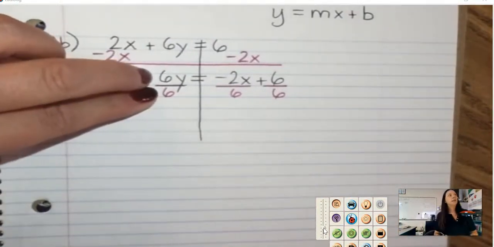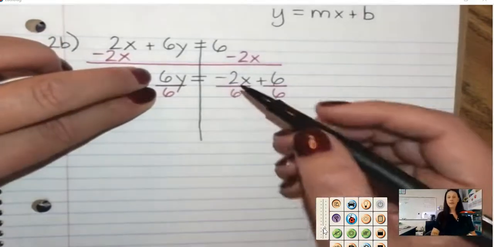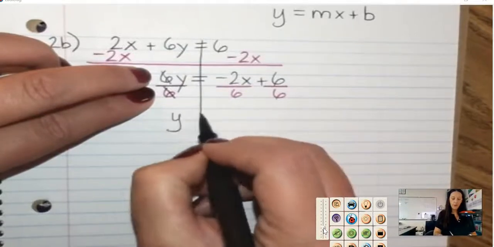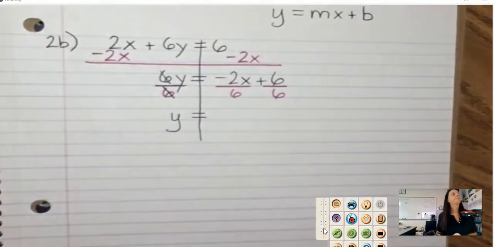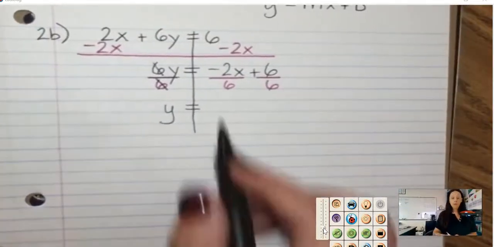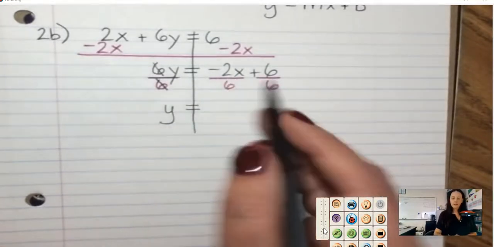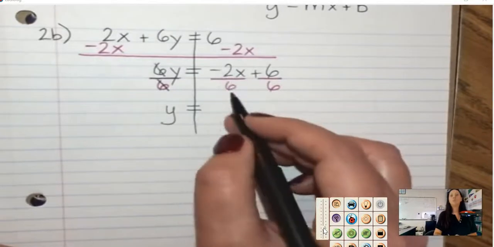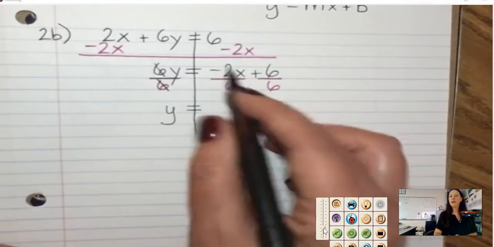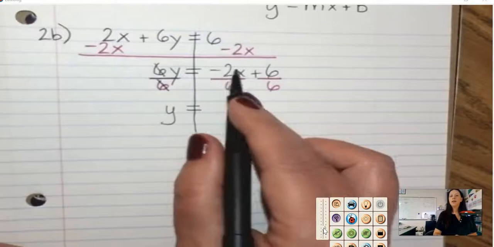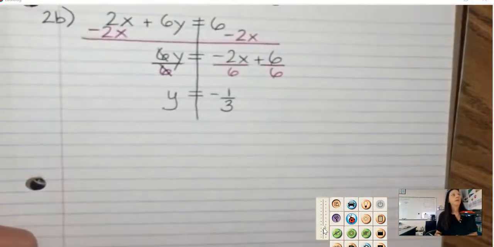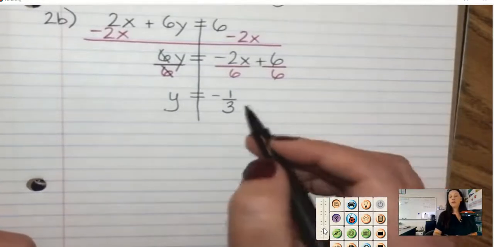Okay, 6 divided by 6. Anything divided by itself is 1, right? 6 divided by 6 is 1. So I have 1y. Negative 2 divided by 6. So just reduce that. Leave it as a fraction. I have a lot of you guys that keep wanting to put this as 0.3. This is not 0.3, guys. Negative 2 divided by 6 is negative 1/3. And that is not 0.3. I will mark that wrong.